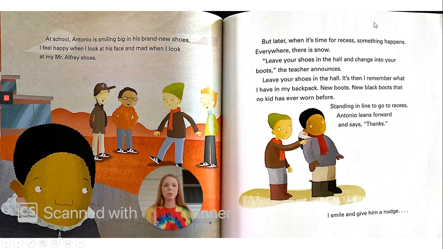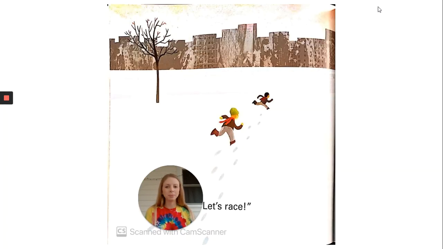But later, when it's time for recess, something happens. Everywhere there is snow. "Leave your shoes in the hall and change into your boots," the teacher announces. Leave your shoes in the hall. It's then I remember what I have in my backpack. New boots. New black boots that no kid has ever worn before. Standing in line to go to recess, Antonio leans forward and says, "Thanks." I smile and give him a nudge. "Let's race."